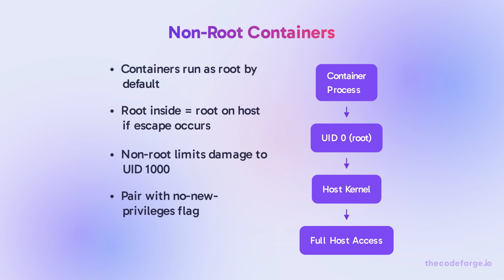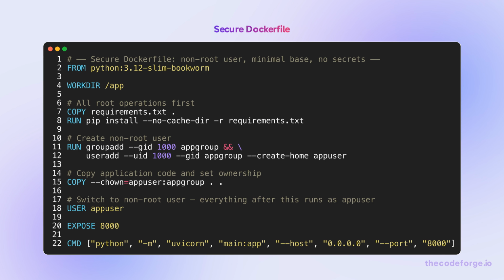Docker containers run as root by default. If a container escapes, the attacker gets root on the host. Running as a non-root user limits the damage. Even after escape, the process runs as an unprivileged user. Here's a secure Dockerfile. We perform all root operations first, then create a non-root user and switch to it. The USER instruction must come before CMD or ENTRYPOINT.